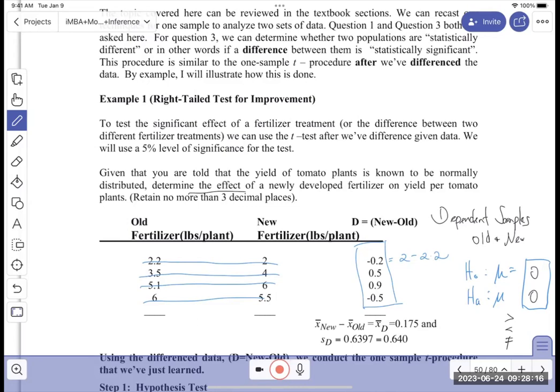So if I want to look for an improvement, I would say to see if the second one is greater than the previous one, right? If I want to look for a reduction or a worsening, you would use that one. If there's no effect, you would use not equals. In this case, even though I just said the effect, I want to look for an improvement. So it's going to be right tail. That's what's going to go there.